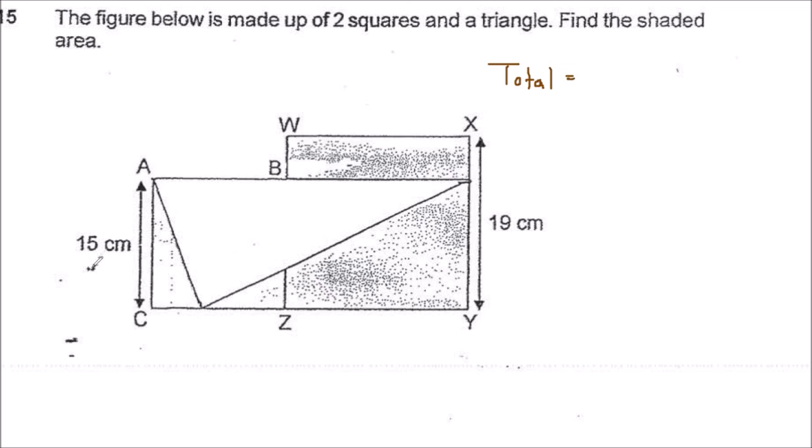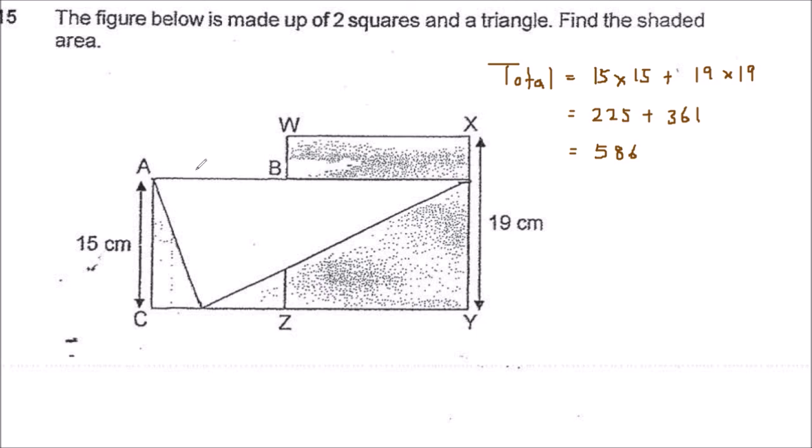Total area, how do we find the 2 squares? These 2 squares, we have the side, right? 15 cm and 19 cm. So isn't it just 15 times 15 plus 19 times 19. So we get the answer, this will be 225. 19 times 19, we have 361. Okay, so we have a total of 586.